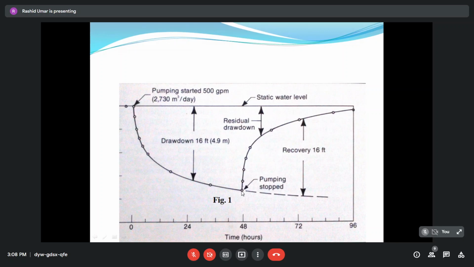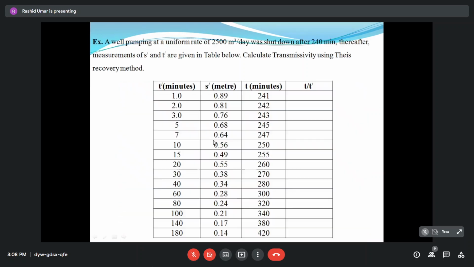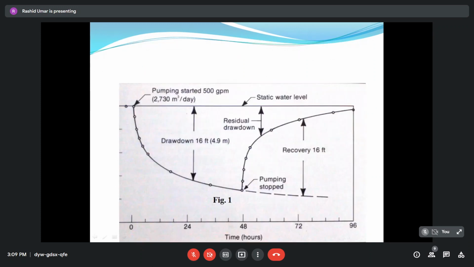And the drawdown is 4.9 meters in the well, either it is an observation well or a pumping well. So the drawdown which was recorded after pumping for 48 hours was 4.9 meters. And how have we measured this drawdown? We have measured it with respect to the static water level.